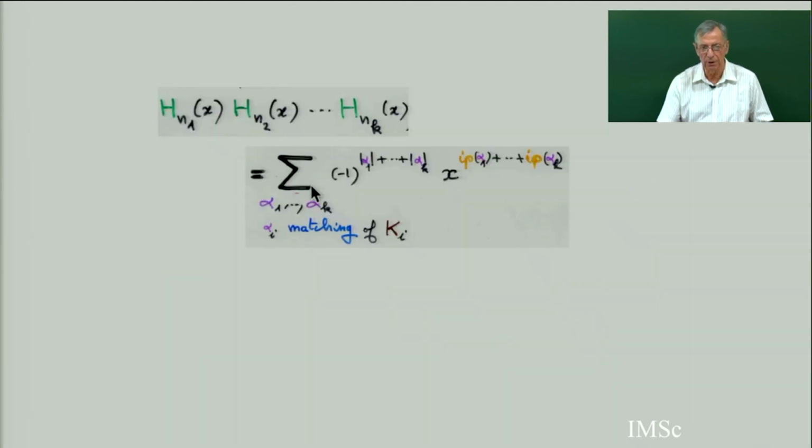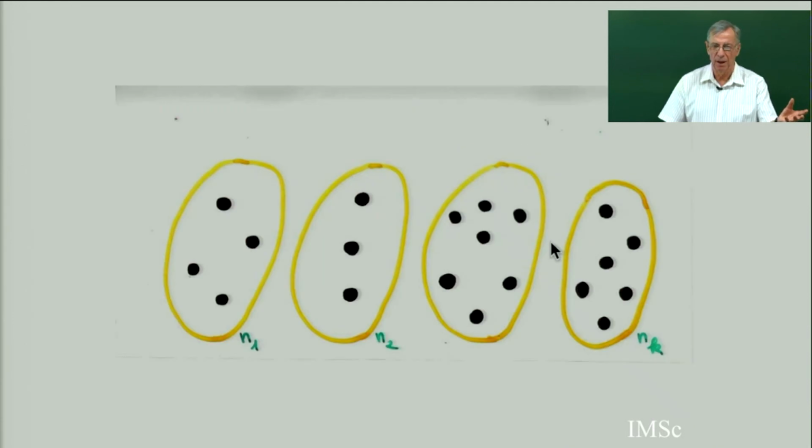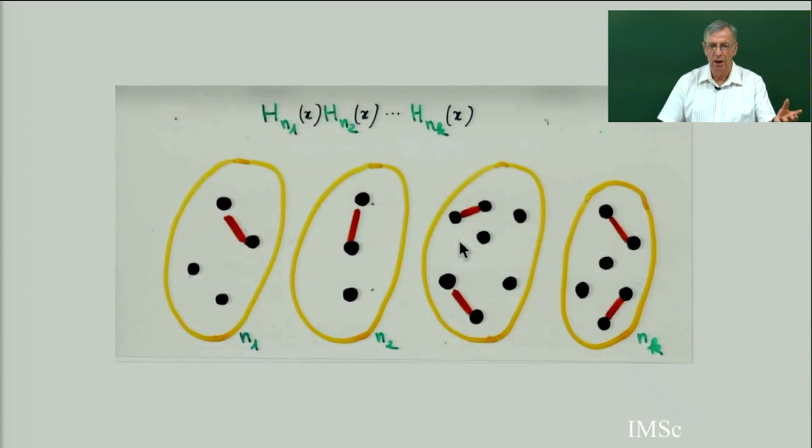You see, the product is, in each of the complete graphs, you take a matching, with weight minus 1 to the number of edges, x to the power of the total number of isolated points. So the underlying combinatorial picture is this. I have all these complete graphs, and the product of the Hermite is something like this.